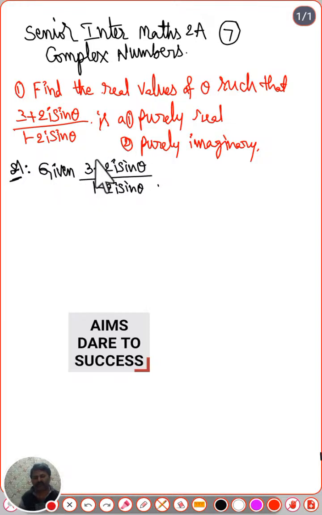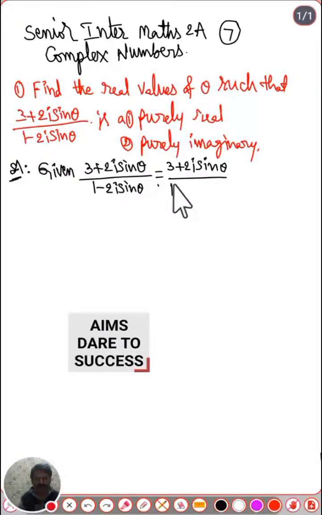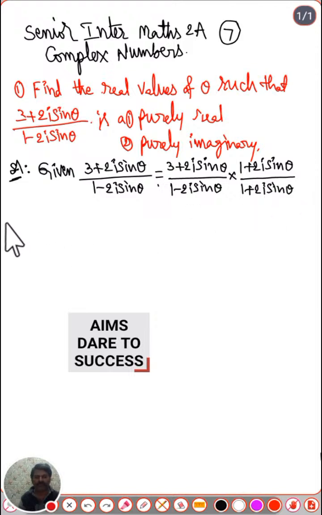First of all, I am writing (3 + 2i sin theta)/(1 - 2i sin theta). Here we can rationalize the denominator. The conjugate of 1 - 2i sin theta is 1 + 2i sin theta, so we multiply and divide by 1 + 2i sin theta. Okay, normal simplification.